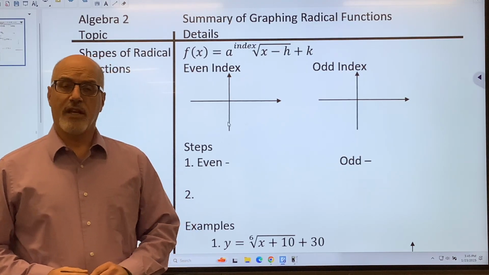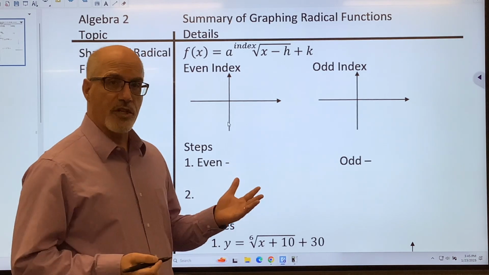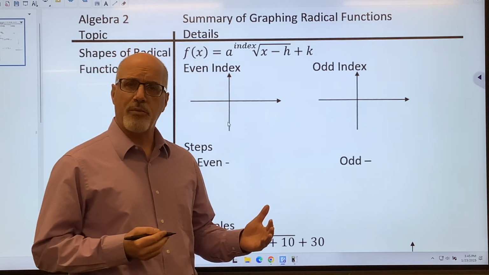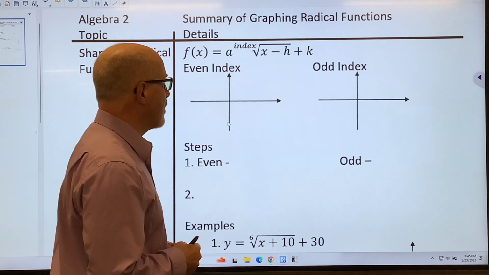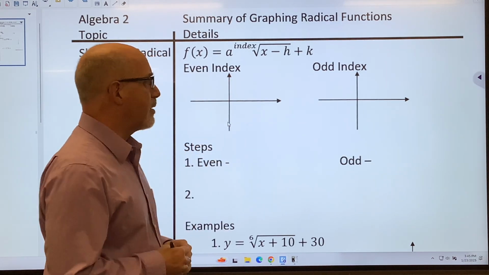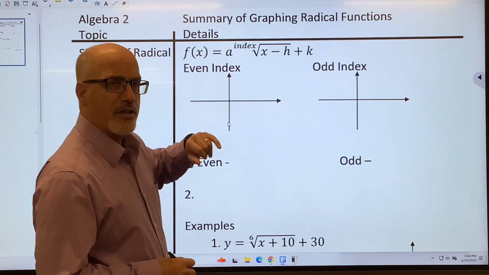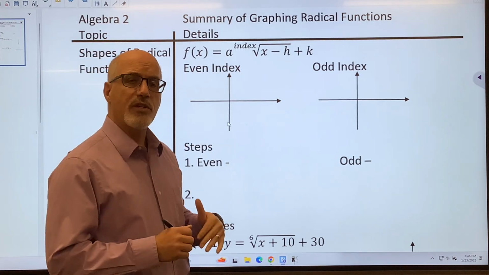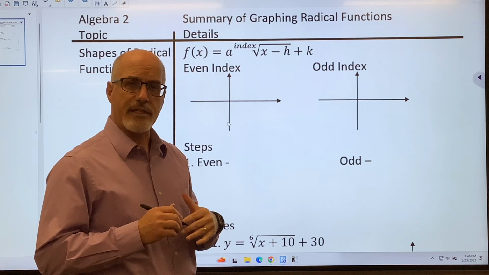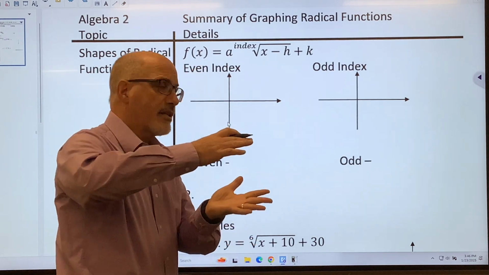The objective of this lesson is to summarize how the graphs of radical functions are affected by different parameters. So let's take a look first of all at our general look of an equation with a radical in it. So you're looking at the a in front. If you recall, the a in front will stretch or shrink it. So usually that means it's going to stretch it this way or shrink it this way.